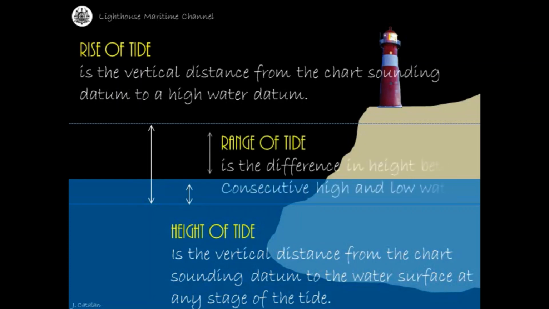Range of tide is the difference in height between consecutive high and low waters.